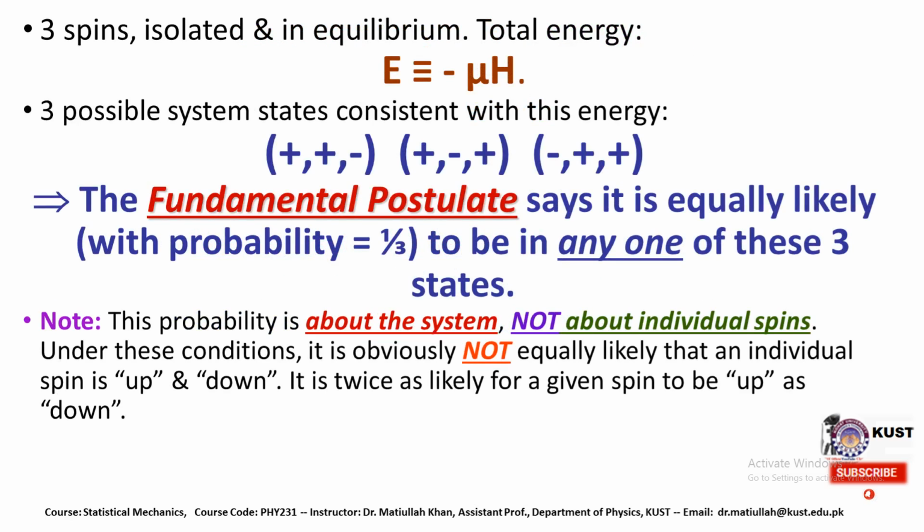So, three spins isolated and in equilibrium, total energy is equal to minus mu H. The three possible states are depicted here: this is the first state, this is the second state, and this is the third state. If we use the fundamental postulate of probability, it says that the system is equally likely to be in any one of these three states, because there are three microstates for this system. So we can calculate this probability to be 1 over 3.